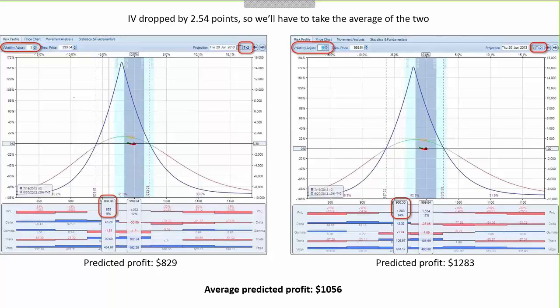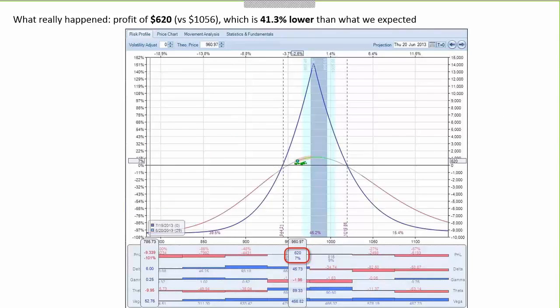So on the left-hand side, we've got a profit simulation of 829, which would be this point right there. And this point over here on the right-hand side gives us a simulated profit of 1283. We average these two out, and we get a simulated projected profit of about $1,000. Okay, so let's look at what happens in reality. All right, so this is reality. Reality is we're making less than half of what the software predicted.